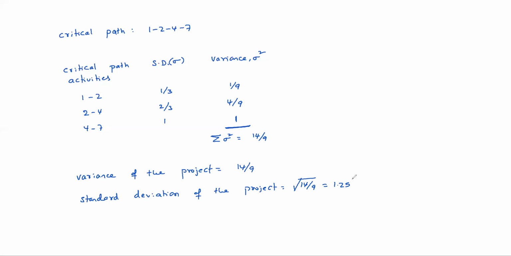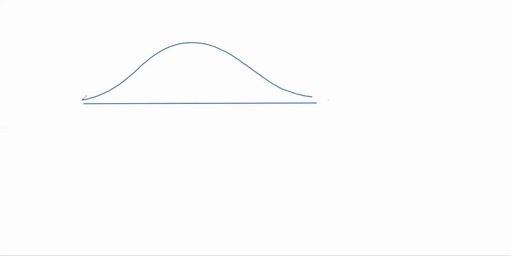Then one more thing is there. Here, we basically don't know the values of the beta distribution. That's why we use normal distribution values itself to calculate the probability of completion of the project within a given time.